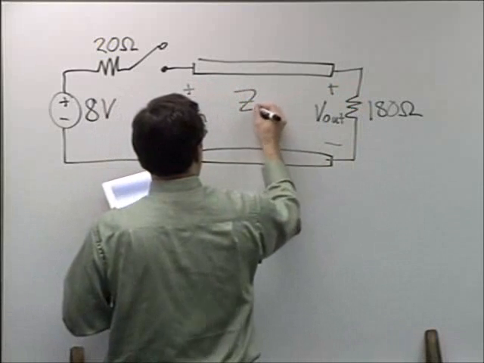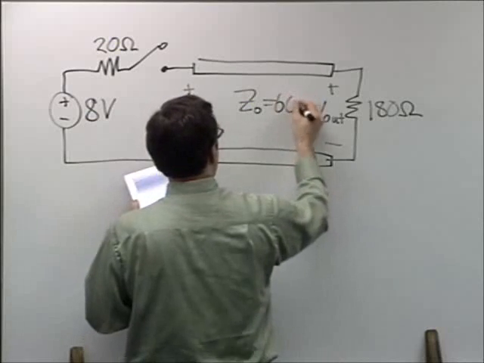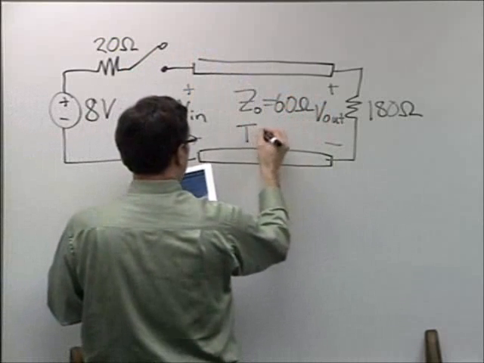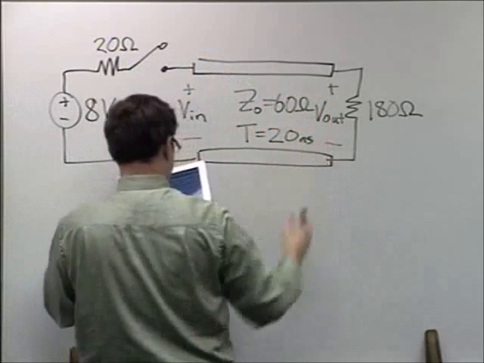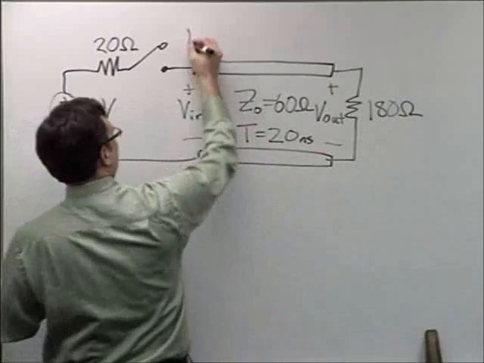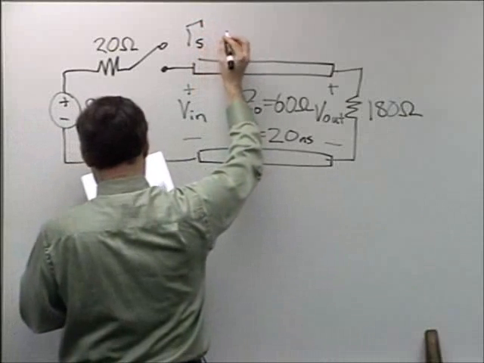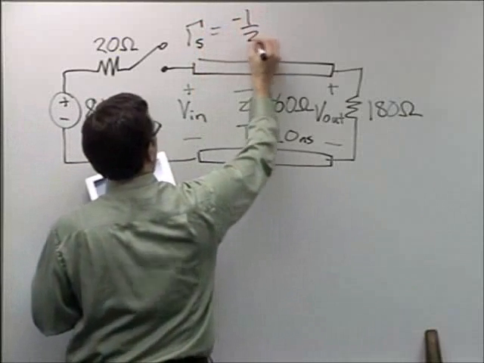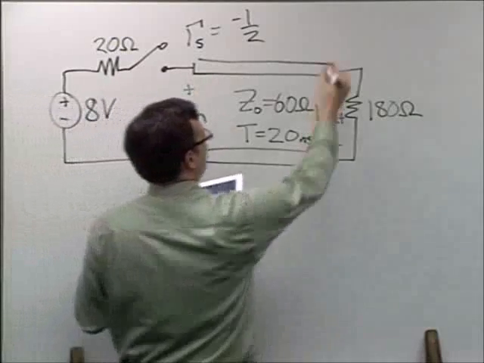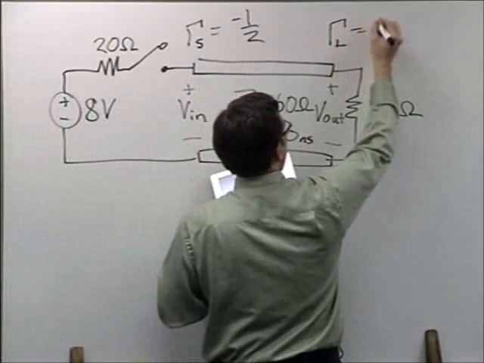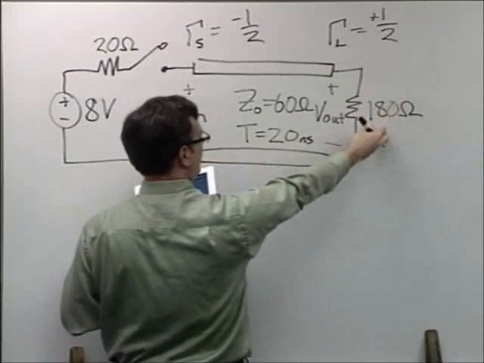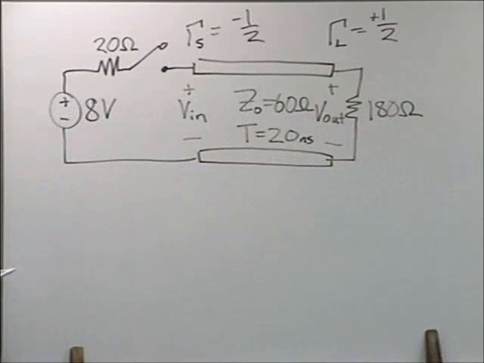I'm going to have an 8-volt source connected to the 60-ohm transmission line through a 20-ohm intrinsic impedance at the source, transit time of 20 nanoseconds, and 180-ohm load resistor at the bottom. Nice contrived values because the gamma sub S is negative 1/2 if you calculate the reflection coefficient between 20 ohms and the 60-ohm line. And the gamma sub L is positive 1/2 if you look at the reflection coefficient between a 180 ohm load and a 60 ohm line.